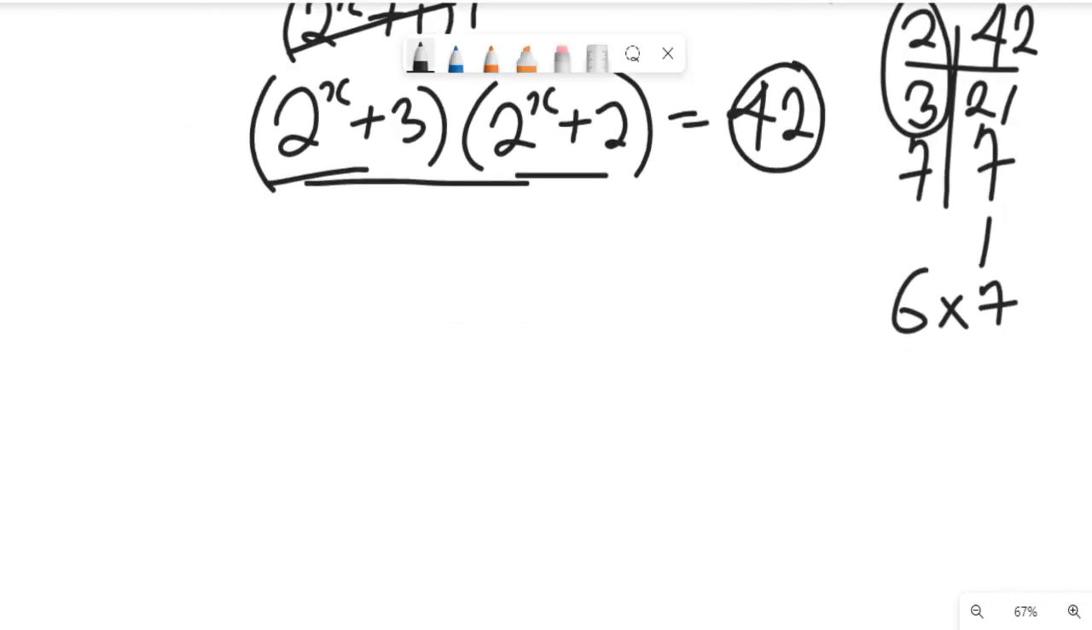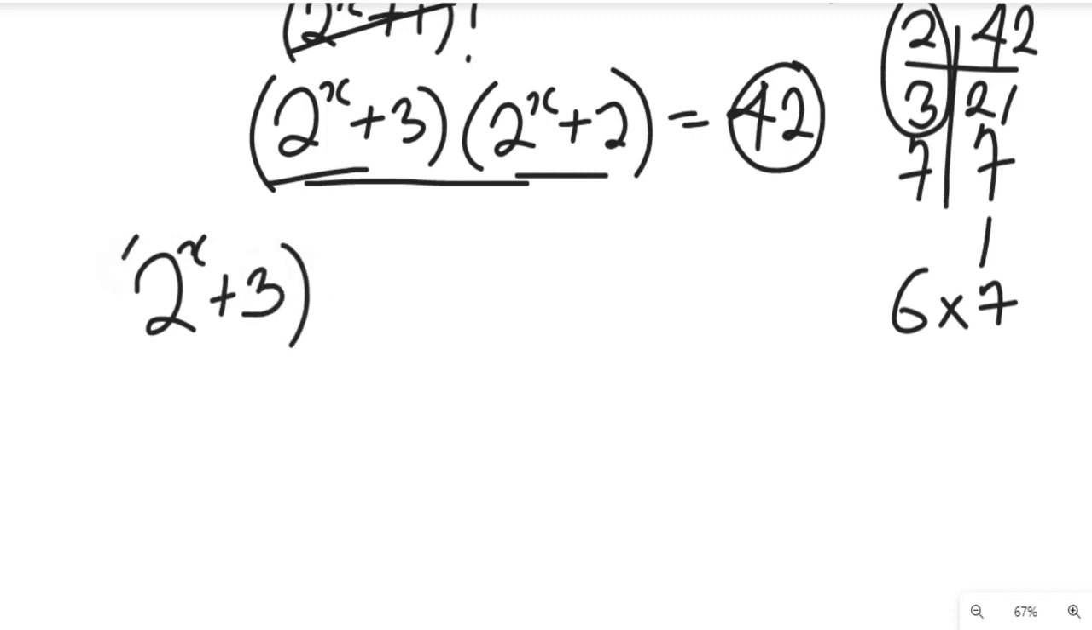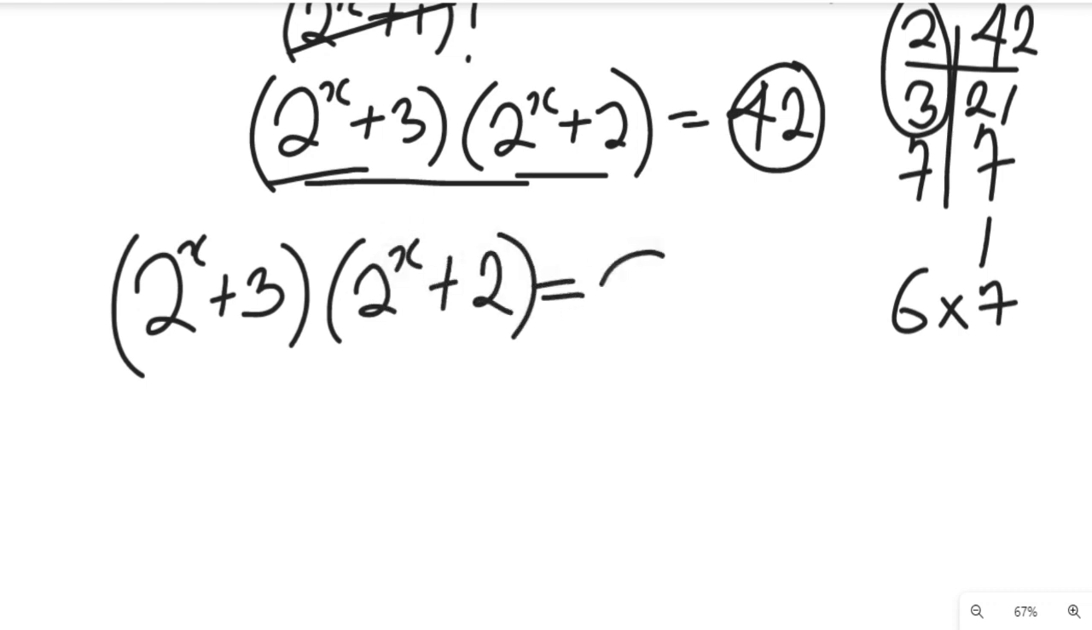So what do we do? 6 and 7 are consecutive numbers. So if we have 2 to the power of x plus 3 multiplied by 2 to the power of x plus 2, both of them will be equal to 6 times 7. So we find out that these are consecutive values. This 2 to the power of x plus 3 is a value that will come before 2 to the power of x plus 2.